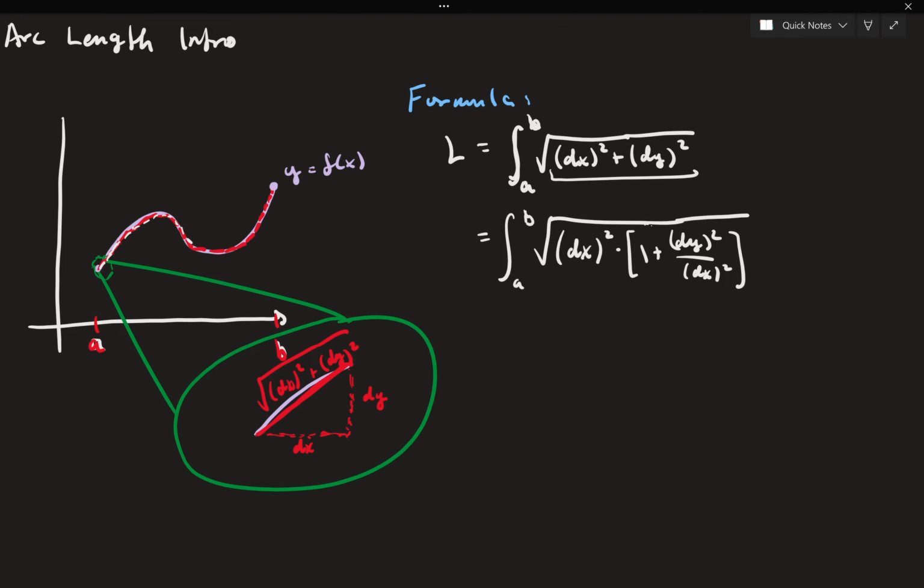I'll erase that, make more room. I'm going to cancel this square root. That leaves me with the square root of 1 plus dy over dx, all squared. And then that dx goes at the end because it's dx squared under a square root. This is the arc length formula.